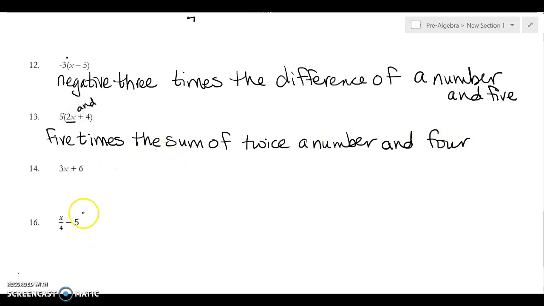Now for 14 and 16, I skipped 15, so I guess this should be 15. So 14 and 15, there's no parentheses, so you can't use the word sum or difference. You can, but it's a little trickier. It's better not to use it. So this is just 3 times a number. You can say plus 6, increased by 6, more than 6. There's a lot of different options.